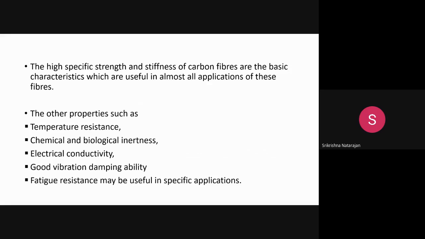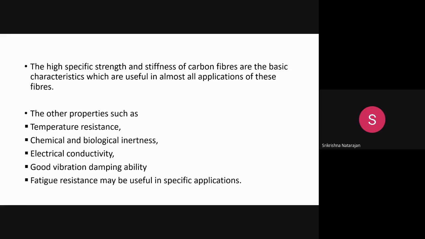And other applications, there are other properties because of the high specific strength. In a particular direction, it has a high specific strength, and stiffness in that particular direction is very high. So it has good temperature resistance, chemical and biological inertness, and electrical conductivity, a very important property. It is used as a very good conducting material. Then good vibration damping ability.